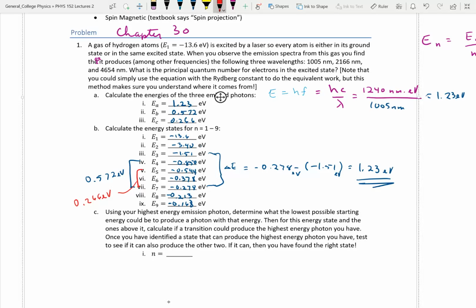So what I have is the first transition is going from n initial equals 7 to n final equals 3. This is n initial equals 7 to n final equals 4. And this is n initial equals 7 to n final equals 5. So there's my answer. I started at level 7.